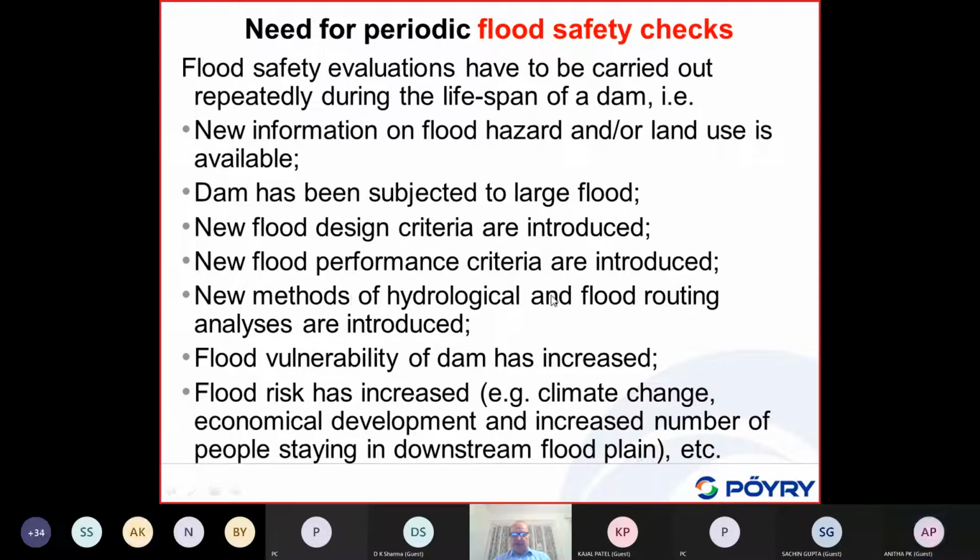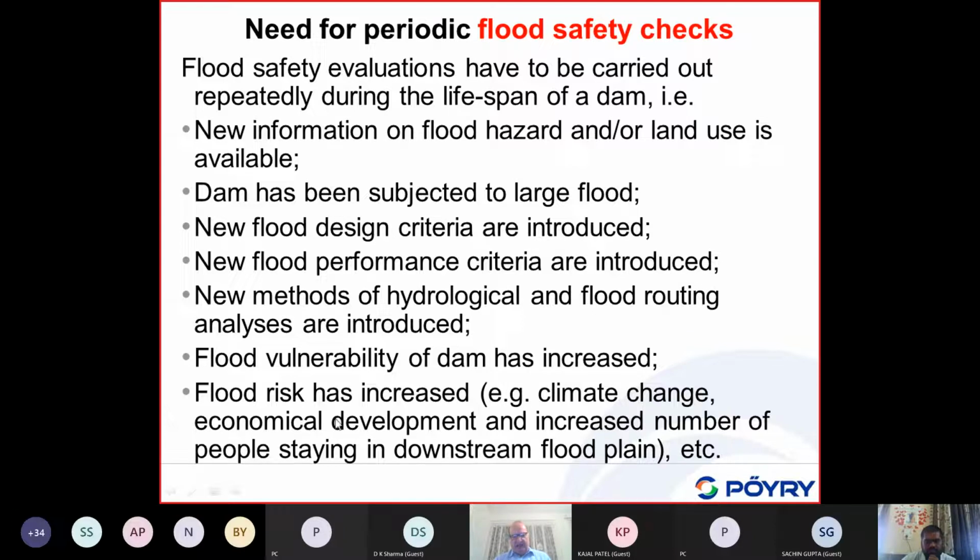Also, if new methods of hydrological and flood routing analysis are introduced, for example in estimating the probable maximum flood, there are new methods which have been introduced. If the flood vulnerability of a dam has increased, that means the capacity of the spillway, for example, is not sufficient. If the flood risk has increased, I've just given some examples. For example, climate change.